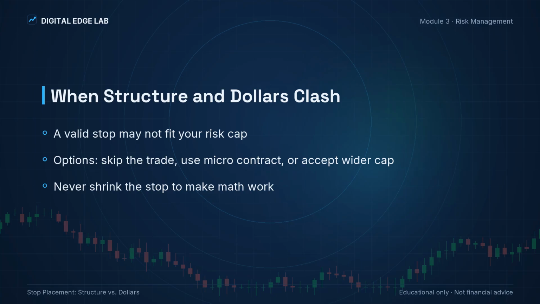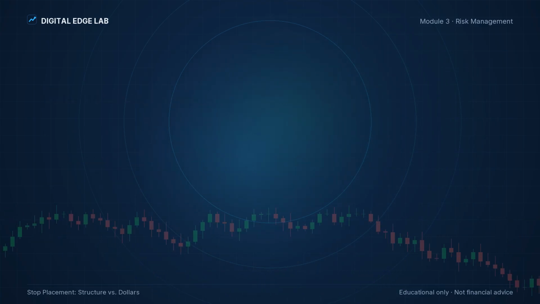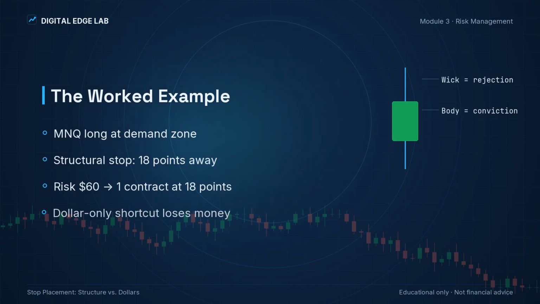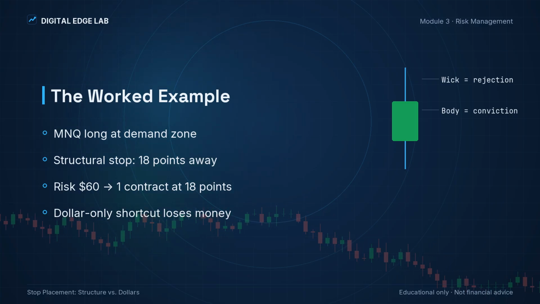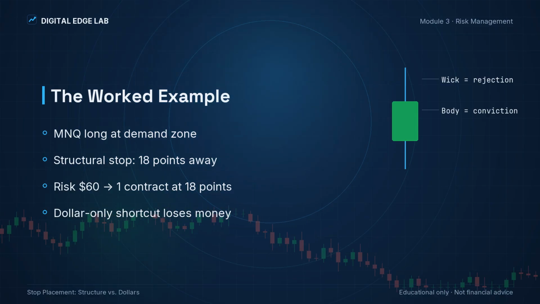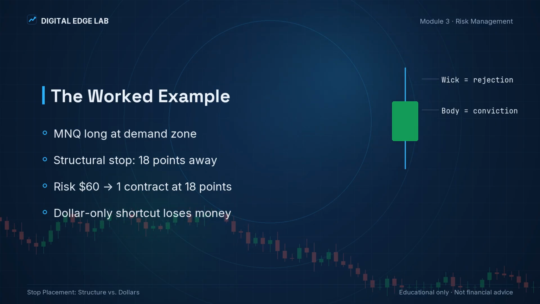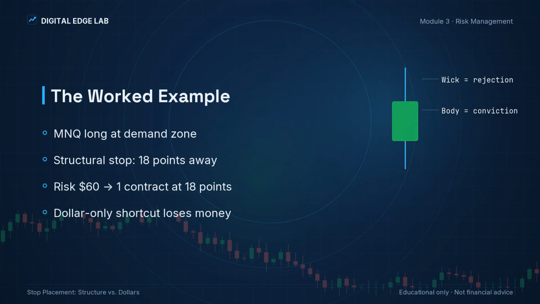Say you're trading MNQ and you've identified a demand zone entry with a swing low 18 points below it. That's your structural stop. You want to risk $60 on the trade. MNQ is $2 per point, so 18 points times $2 equals $36 per contract, meaning you can take one contract and stay under your $60 risk cap. That's the right approach. Now imagine a trader shortcutting this.